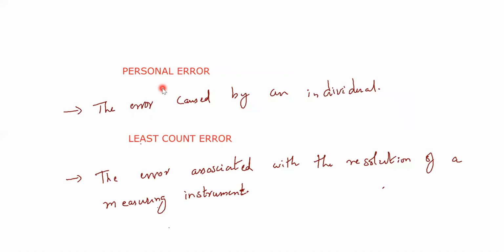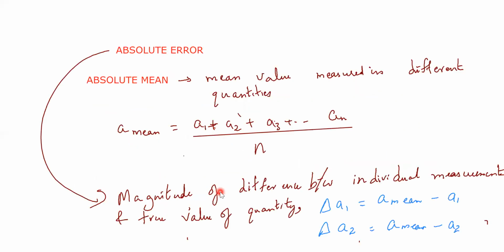Personal error. So the error caused by an individual. This is self-explanatory. I don't need to explain this to you. The next one is least count error. The error associated with the resolution of a measuring instrument. I can see the same vernier caliper in this also. Okay, so they can ask you this in the theoretical examination.